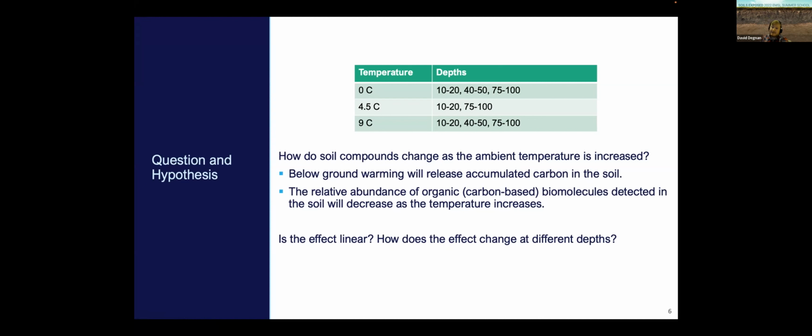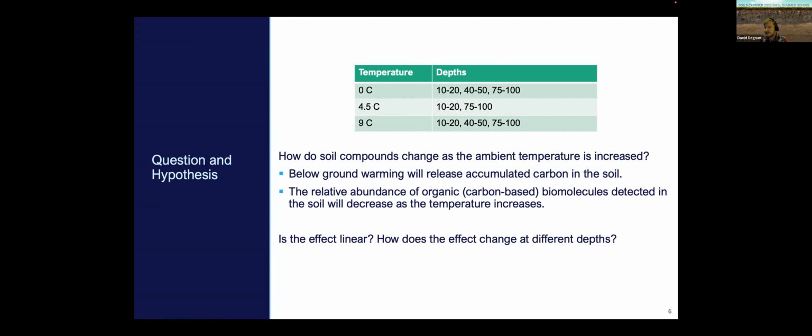And the kind of questions you might be answering is how do soil compounds change as the ambient temperature is increased? So the idea behind this SPRUCE data set and the Rattlesnake data set is that as the ground is warmed up, we've released more accumulated carbon in the soil into the air. And as we know, CO2 in the air contributes to the greenhouse gas effect. So the relative abundance of organic or carbon-based biomolecules detected in the soil will decrease as the temperature increases. So stressed microbes tend to eat more biomolecules to survive.